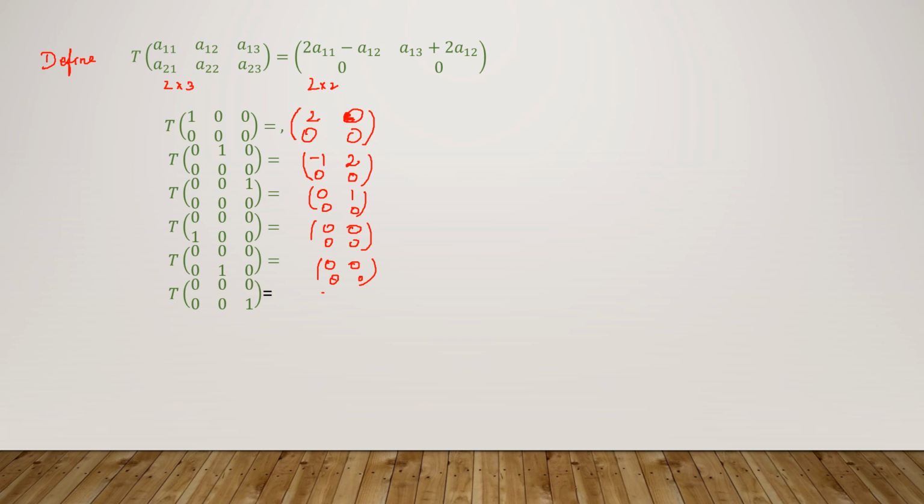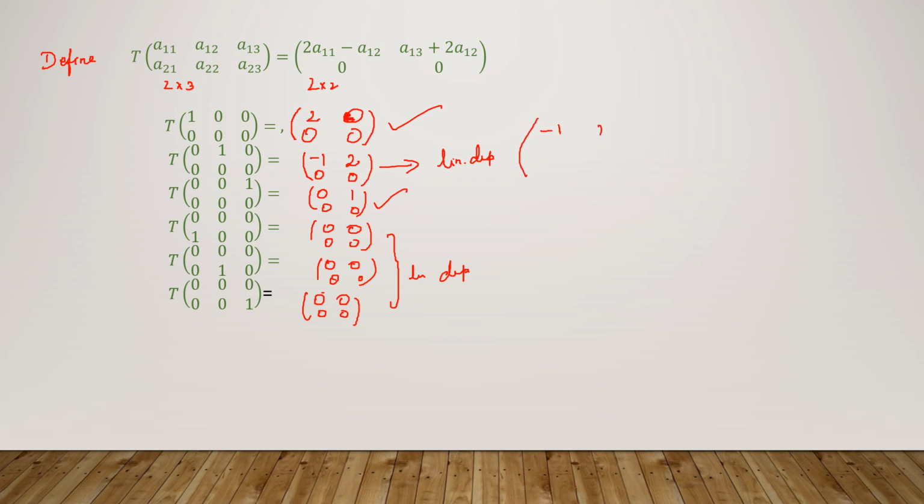Here the corresponding images are 0, 0, 0, 0. Okay, so out of these six, these are linearly dependent. Out of the six, only these two are linearly independent. This is a linearly dependent vector. Okay, why is it linearly dependent?